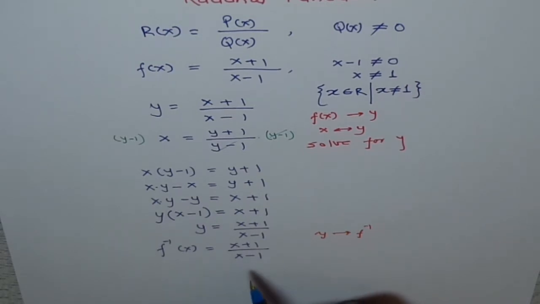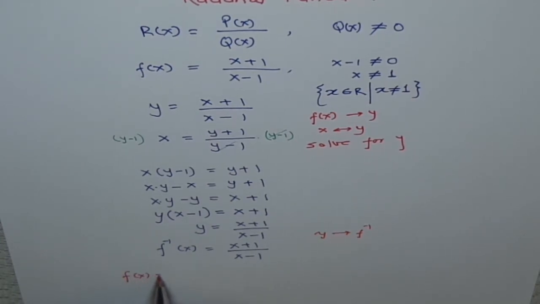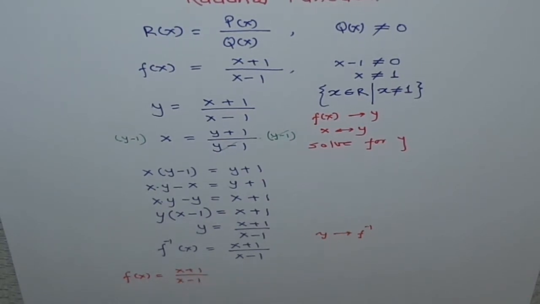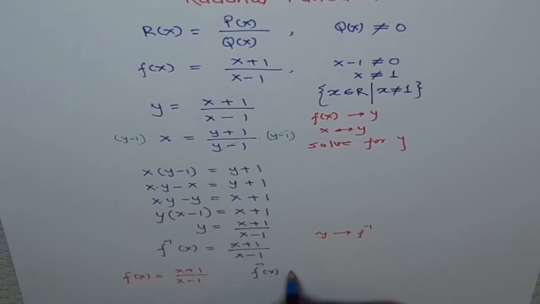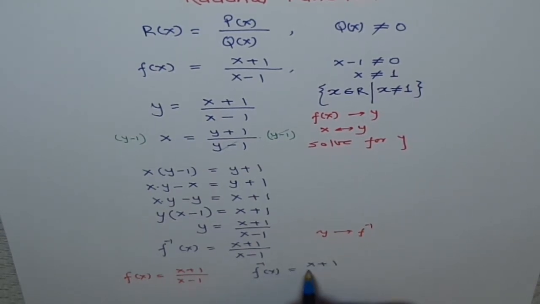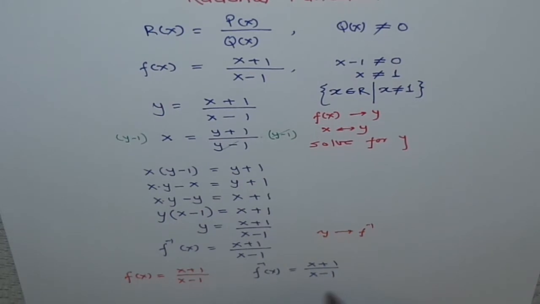In this particular example, you saw what the function was. Remember, the function is x plus 1 over x minus 1. And what is the inverse of this function? f inverse of x is x plus 1 over x minus 1. This particular function is also the inverse of itself. Do you see that? Well, by going through these steps, we can solve any rational function.